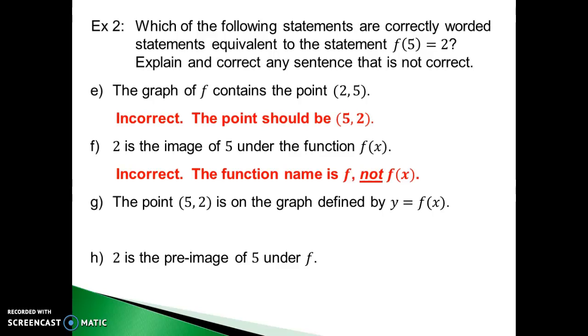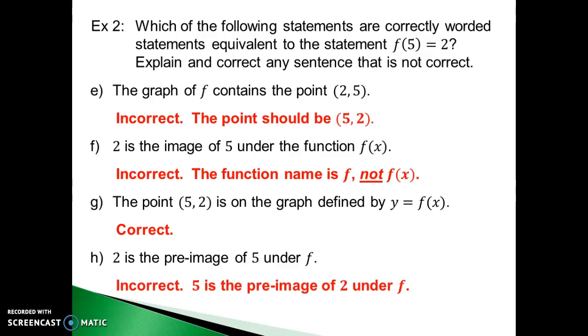For G, the point 5, 2 is on the graph defined by y equals f of x. That would be correct. And for H, 2 is the pre-image of 5 under f. That is incorrect because 5 is the pre-image of 2 under f.